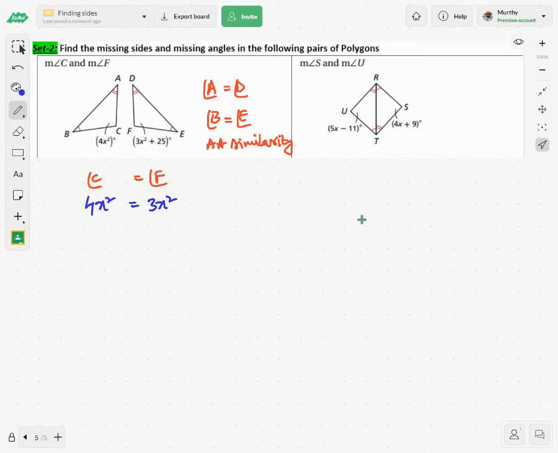Angle F is 3x squared plus 25. As I told you before, focus on the variable with the smallest coefficient. So let me take away 3x squared on both sides. Take away 3x squared, so you get 25 equals 4x squared minus 3x squared, which is 1x squared, or just x squared.